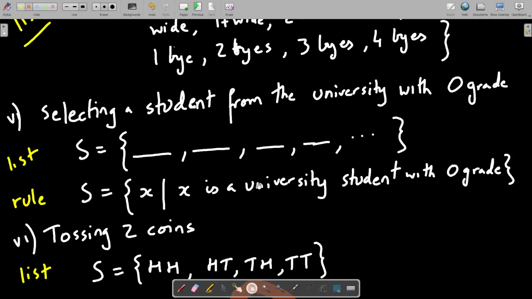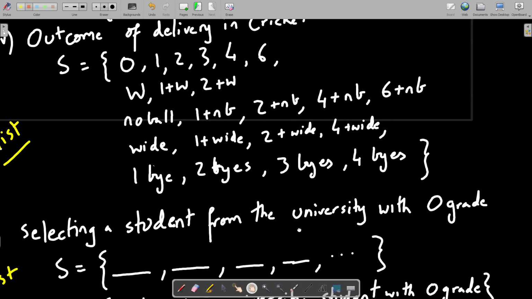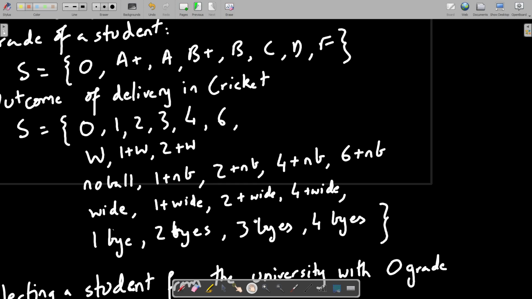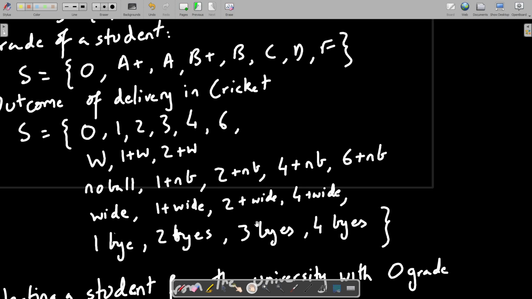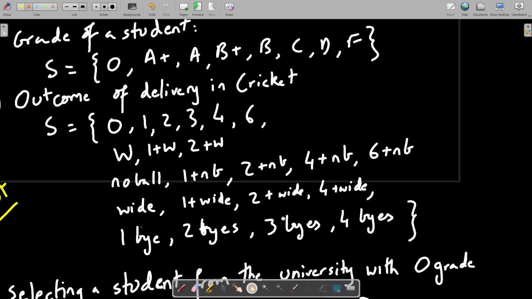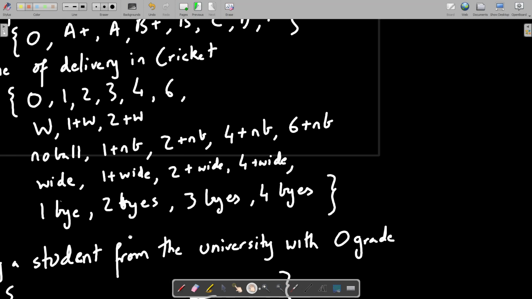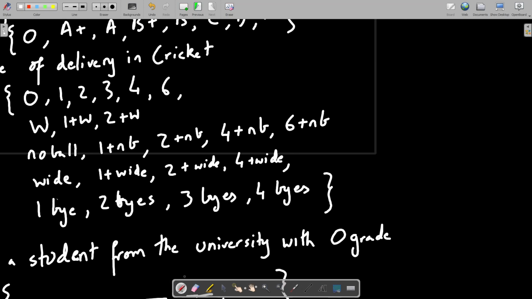Coming back to this, let's look at the outcomes of deliveries in cricket. We'll write everything here sideways rather than just talking about them. I'm writing sideways, you can write it down now. So let's talk of events over here.